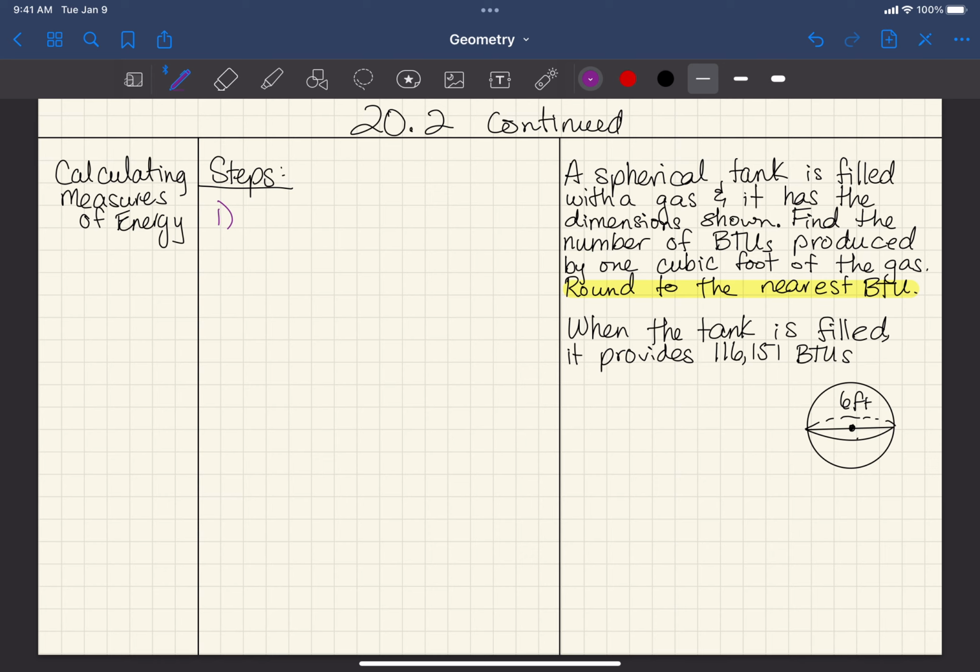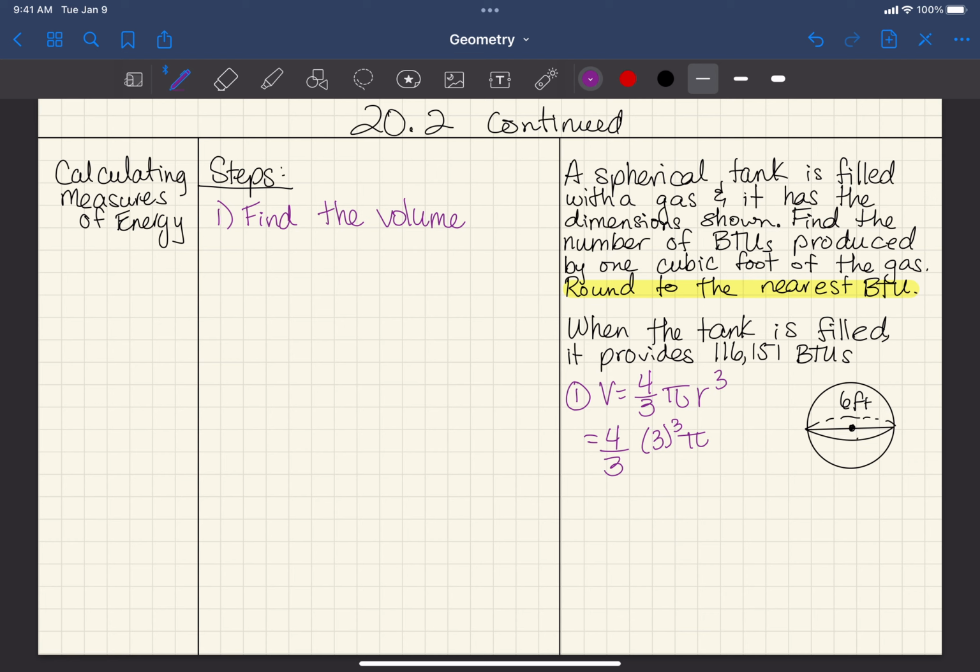So my first step, remember I'm finding per cubic foot. So if I'm looking for cubic feet, that means I need to find the volume. So I have to find the volume of the sphere. Remember that volume is equal to 4/3 pi r cubed. And once again, I'm given my diameter is 6 feet, so my radius is going to be 3. So it's 4/3 times 3 cubed pi.